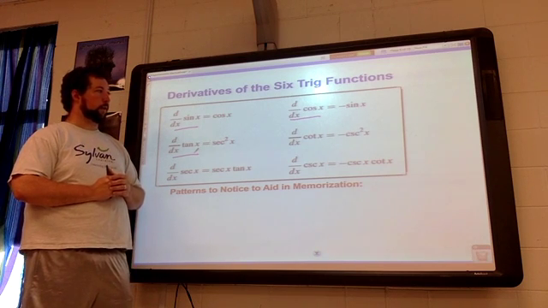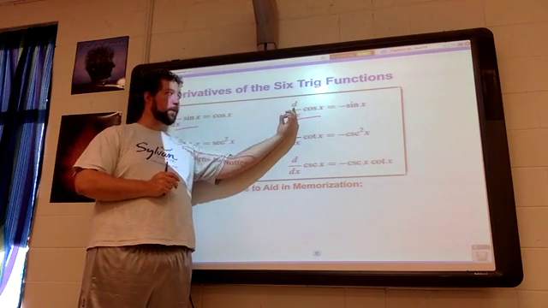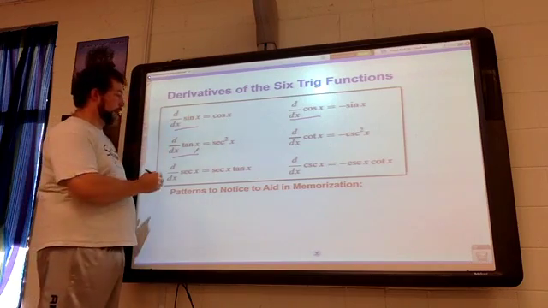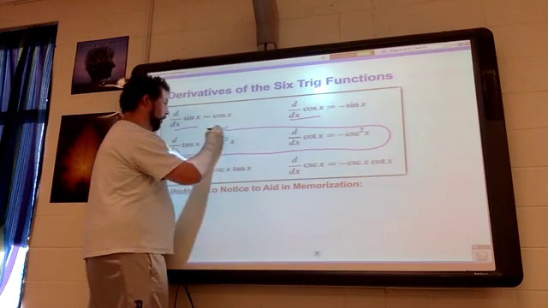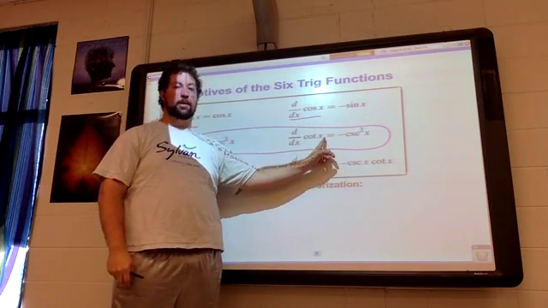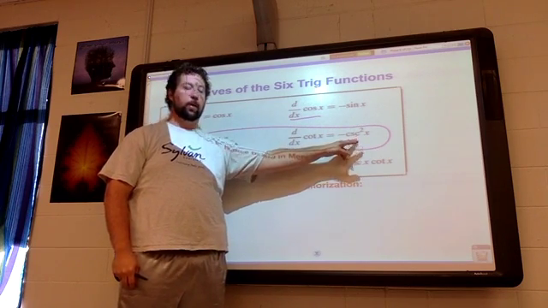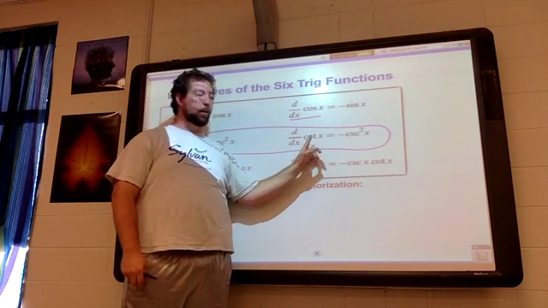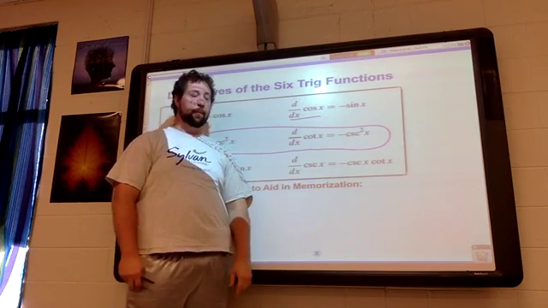And then you can also notice some other things. Sine goes to cosine goes to the negative because it's co, and then it goes to sine. As for the other, you can memorize these in pairs. Tangent goes to secant squared. And cotangent goes to something very similar. It's got the negative because it's a co, but instead of going to secant squared, it goes to cosecant squared.